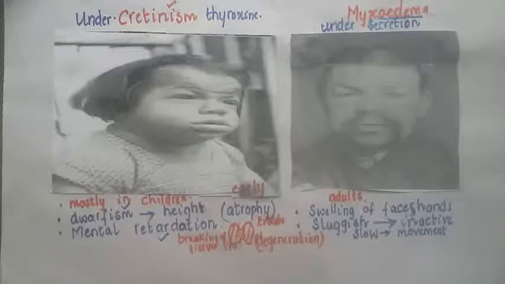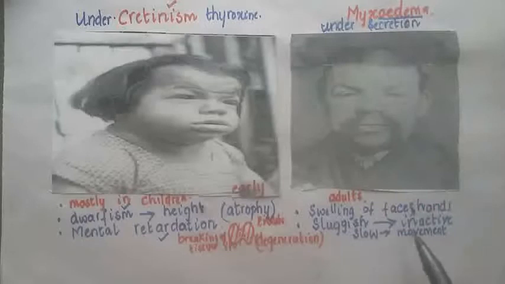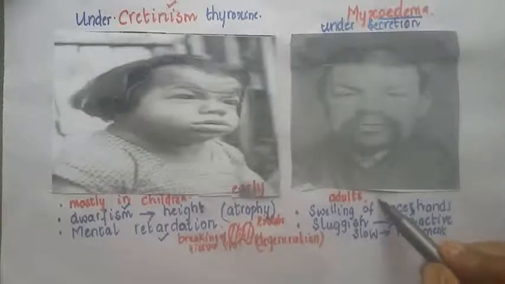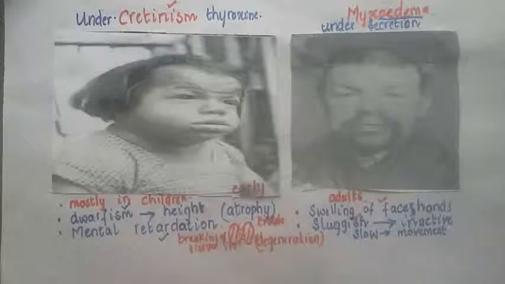Fine, children. So again, in myxedema, you have to write two symptoms, that is swelling of face and hands, followed by the person becoming very sluggish. Right? So these are the three disorders which are associated with under secretion of thyroxine in a person.